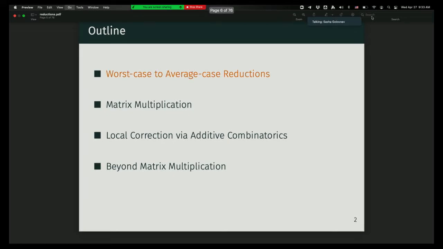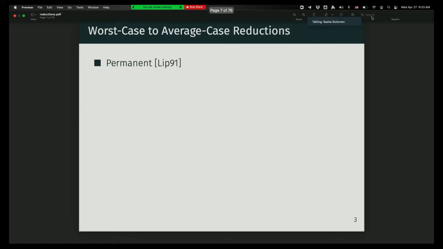Okay, so let's start with worst-case to average-case reductions. There are many problems for which we do know worst-case to average-case reductions. Say in the early 90s, Lipton started studying program testing, and he showed that the permanent has a worst-case to average-case reduction. So for classical problems, worst-case to average-case reductions usually work via random self-reducibility. You just say, whatever input I have, it's essentially as hard as a random input. That's what essentially Lipton did for the permanent.